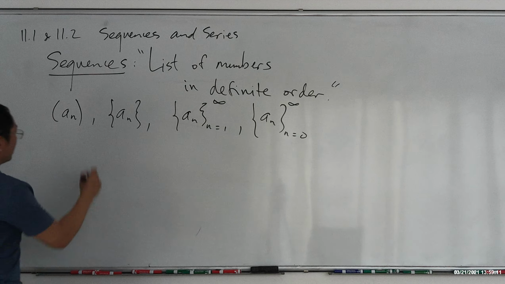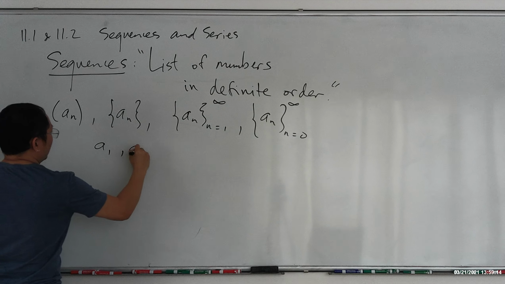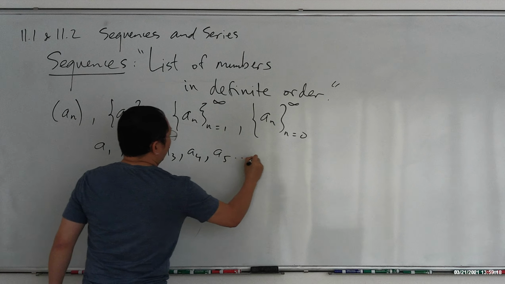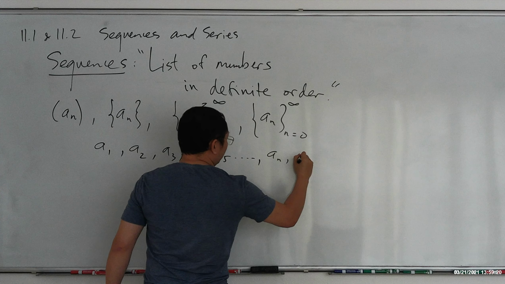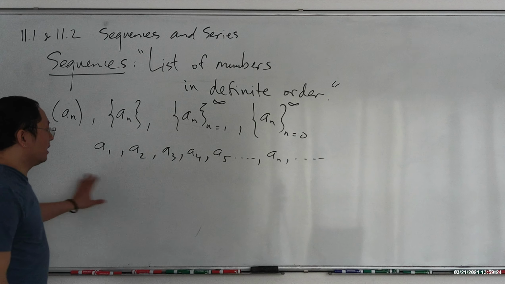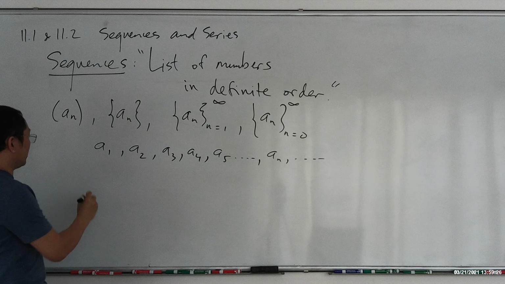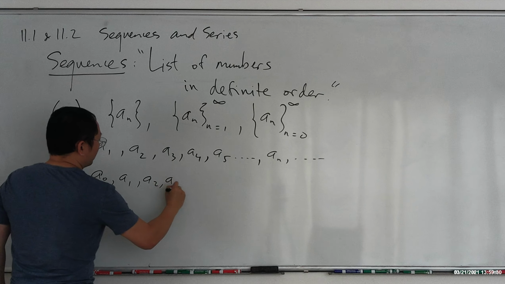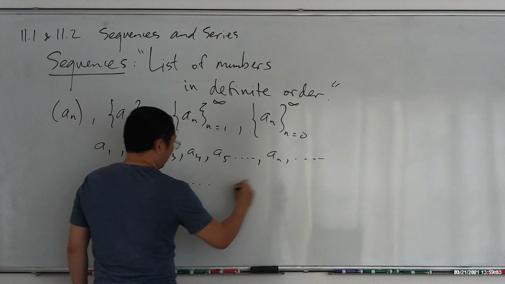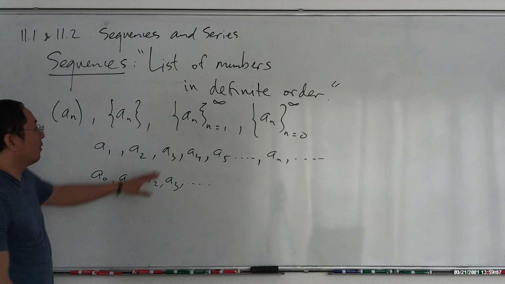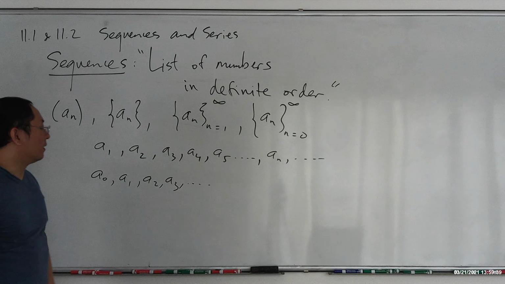So all this means what? This is a1, a2, a3, a4, a5, all the way to a_n, and keep going forever. And this is a sequence, a list of numbers. And if you start from 0, then you have a0, a1, a2, a3, all the way to infinity. Some people start counting from 0, some people start counting from 1. So I show you both.